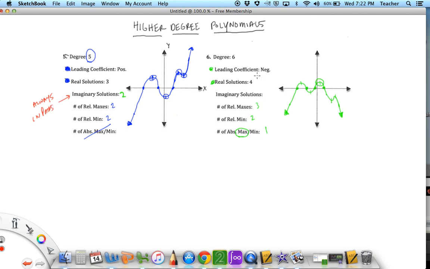Okay, so let's give this one a try. You see it's got 4 real solutions, so to compensate for that difference, it's going to have 2 imaginary solutions. All right, we can never have one imaginary solution, and in some of the problems you'll recognize that.